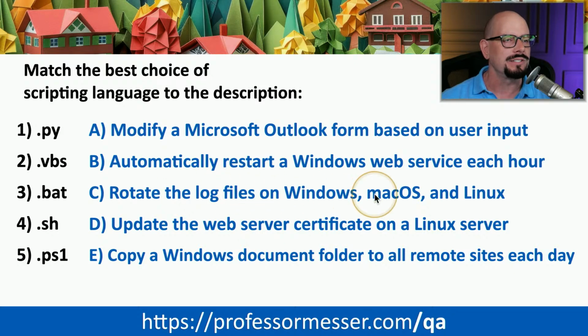Rotate the log files on Windows, Mac OS, and Linux. D is update the web server certificate on a Linux server. And the last one is copy a Windows document folder to all remote sites each day. This is the 5 different descriptions and 5 different scripting languages. It's a 1-to-1 match. If you want to submit your answers, please note answers in the chat room.